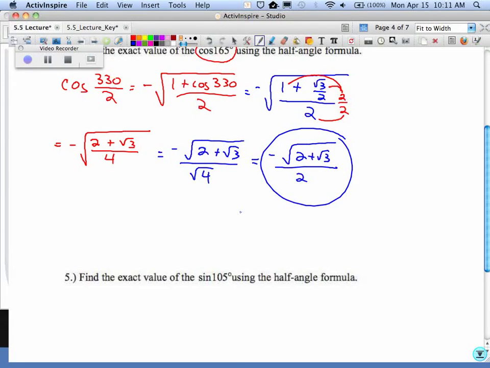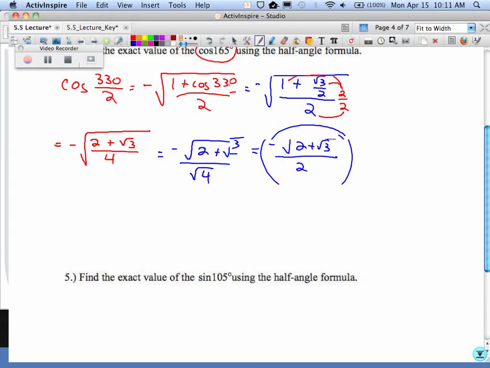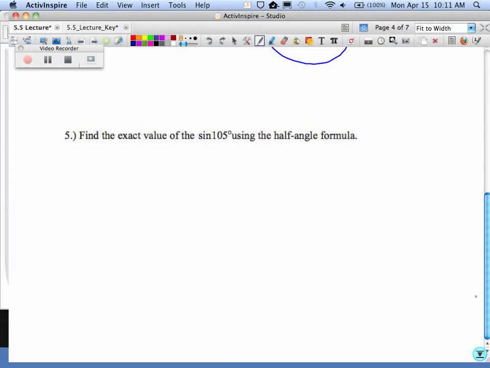For sine of 105, is sine positive or negative when you're talking about 105? Because it's in the second quadrant, so sine's positive up on top. Look at the formula up above. 105 would be 210 divided by 2. So up above, I should pick the positive. You do not need to write it, but I'm going to just so you know what we're doing. Positive.